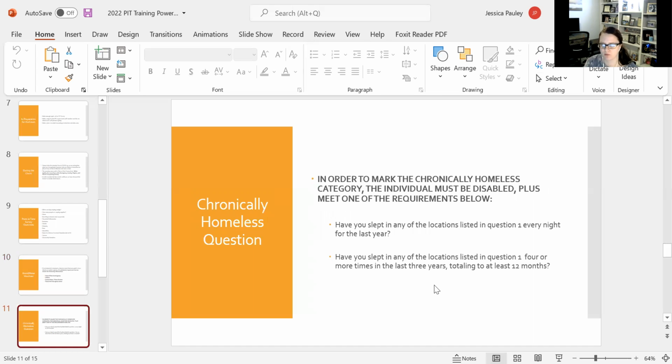For our chronically homeless question, in order to mark yes that they are chronically homeless, they must first be disabled and then have one of these two qualifications on the questions listed below. The first one says, have you slept in any of the locations listed in question 1 every night for the last year? So that question is asking if they've been homeless for an entire year, 365 days consecutively. Or the question will say, have you slept in any of the locations listed in question 1 4 or more times in the last 3 years, totaling to at least 12 months? This question is asking if they've been homeless for at least 12 months over the past 3 years.